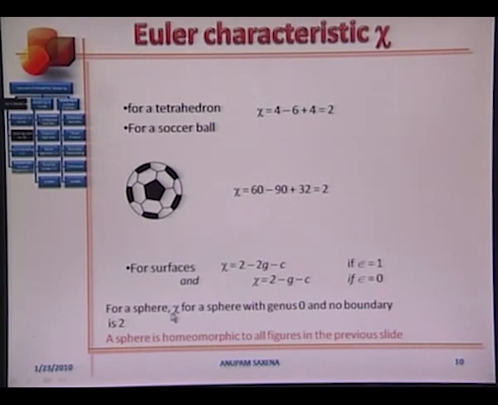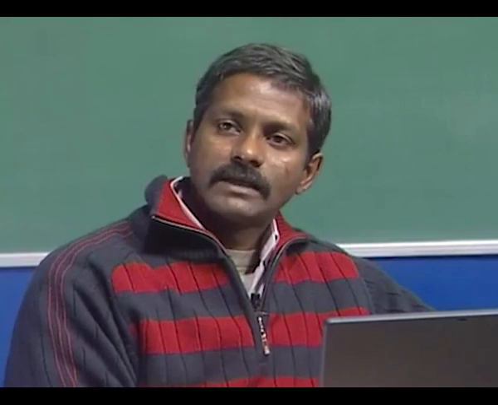For a sphere, the Euler characteristic will be 2 because the sphere has no genus value and it does not also have any boundary. So g is 0 and c is 0. And we all know that a sphere is homeomorphic to all the figures in the previous slide and in this one. In fact, a sphere is homeomorphic to all polyhedral solids without any holes.